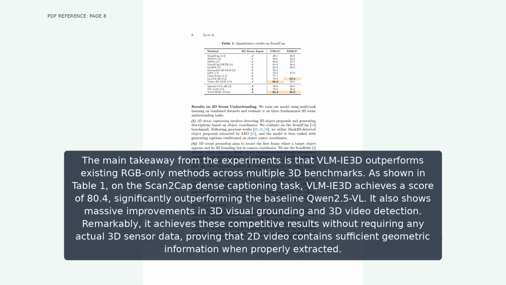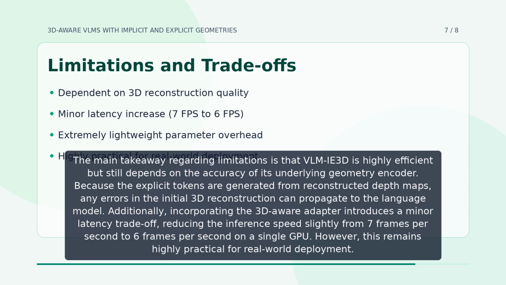The main takeaway from the experiments is that VLM-3D outperforms existing RGB-only methods across multiple 3D benchmarks. As shown in Table 1 on the Scan2Cap Dense Captioning task, VLM-3D achieves a score of 80.4, significantly outperforming the baseline Qwen 2.5 VL. It also shows massive improvements in 3D visual grounding and 3D video detection. Remarkably, it achieves these competitive results without requiring any actual 3D sensor data, proving that 2D video contains sufficient geometric information when properly extracted.